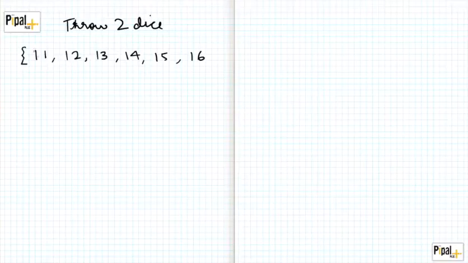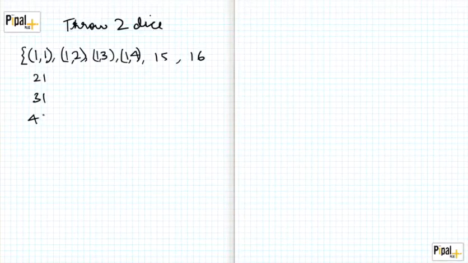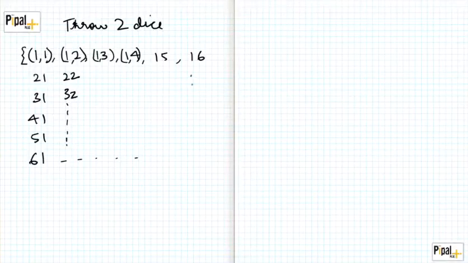Now mind you, I'm writing 1 1 together. Actually I should probably be writing it like this, but just to make it faster and simpler, I'm writing it together. So this is not the number 14. This is the outcome 1 on the first dice and outcome 4 on the second dice. So we've got 6 like this, and then we got 2 1, 3 1, 4 1, 5 1, and 6 1, and then we got 2 2, 3 2, going like this, all the way until 6 6. So you notice that the number of outcomes is 36.